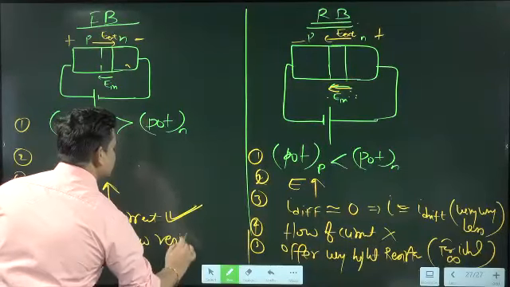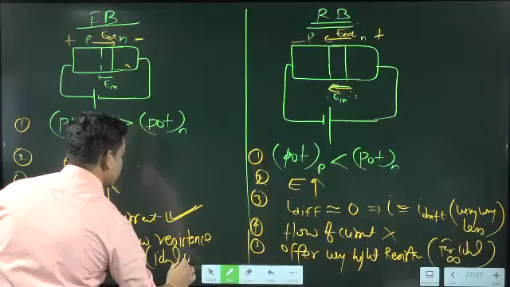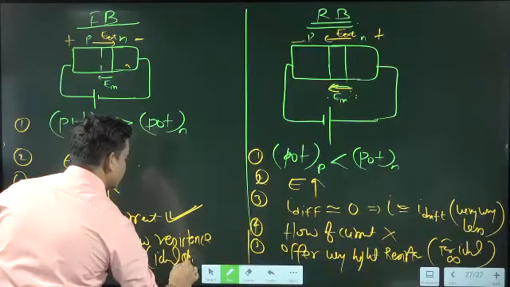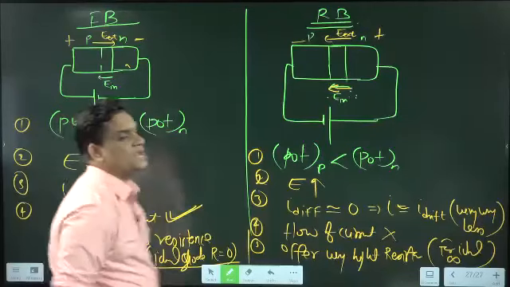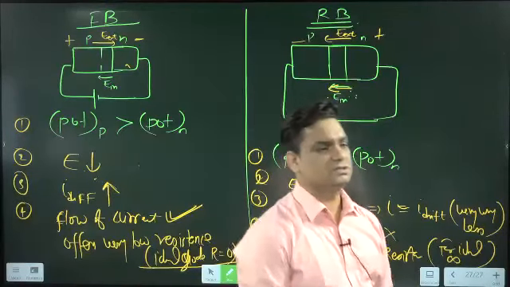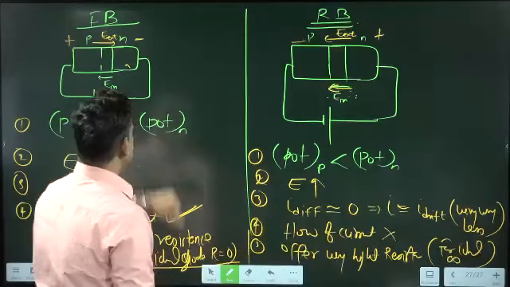And very low resistance means in the ideal case, in an ideal diode, we can say resistance is zero. Then it will be just like a plain wire. Okay, in ideal cases, resistance is zero. Clear? Now, what happens about the width?